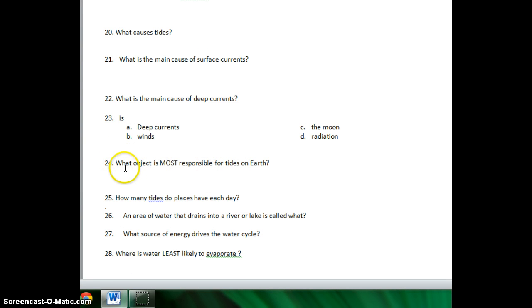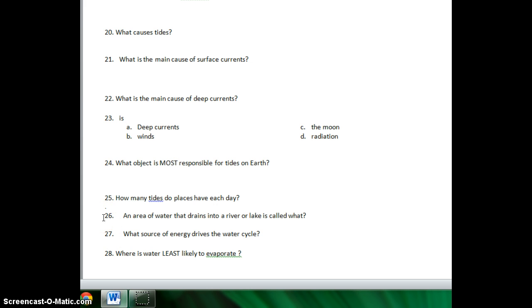Number 24 said what object is most responsible for tides on Earth? Again, we said that it was the moon's gravity. Number 25, how many tides do places have each day? It's 2 high tides, 2 low tides. So 4 a day, and they alternate from high to low every 6 hours.